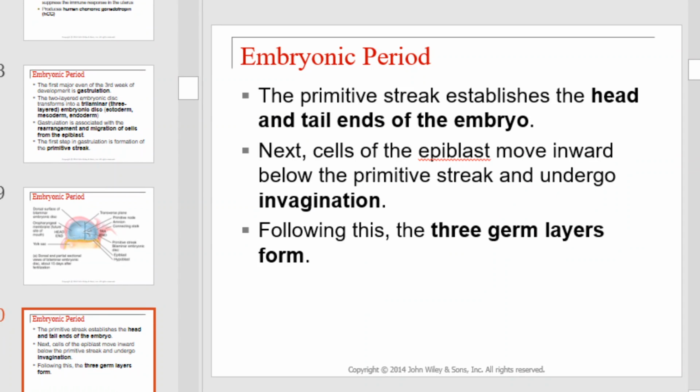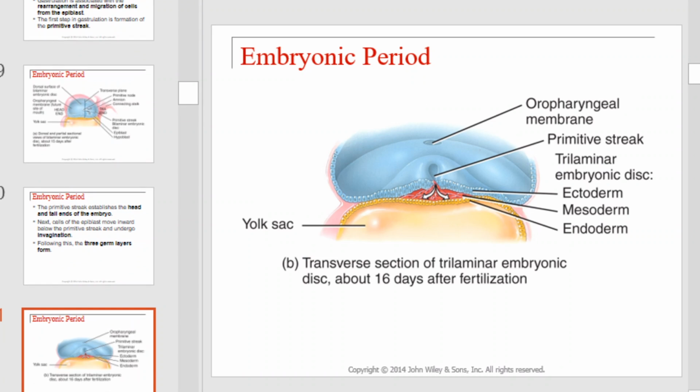The primitive streak establishes the head and tail ends of the embryo. Next, cells of the epiblast move inward below the primitive streak and undergo invagination. Following this, the 3 germ layers form, as illustrated here.